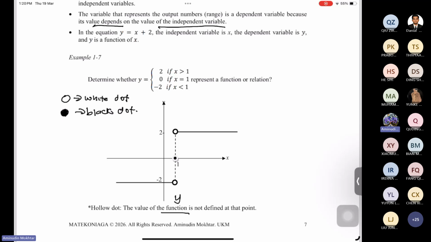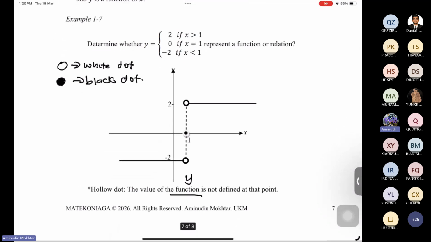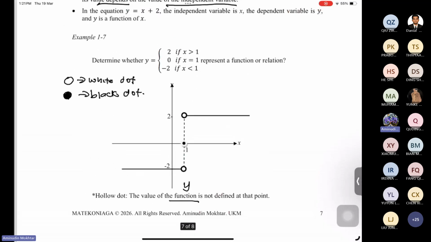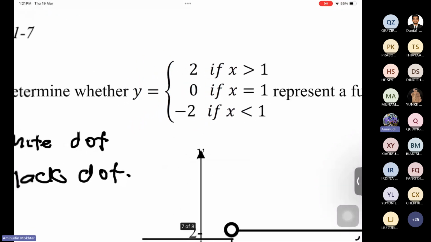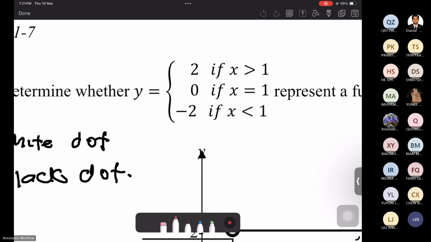For example 1.7, this equation is a function, because there is only one-to-one: one input equals one output. Let's say I change the first structure of this equation to this one, where x is equal to or greater than 1.